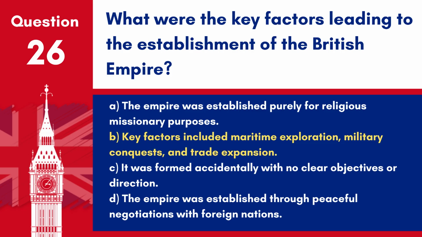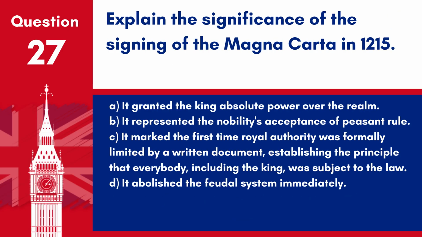Answer B. Key factors included maritime exploration, military conquests, and trade expansion. The British Empire grew through strategic navigation of global waters, establishing colonies, and engaging in trade that spanned continents. Question 27. Explain the significance of the signing of the Magna Carta in 1215.